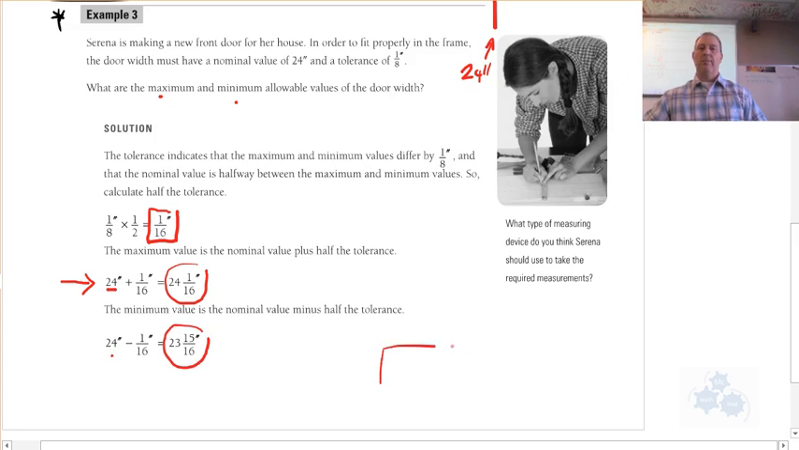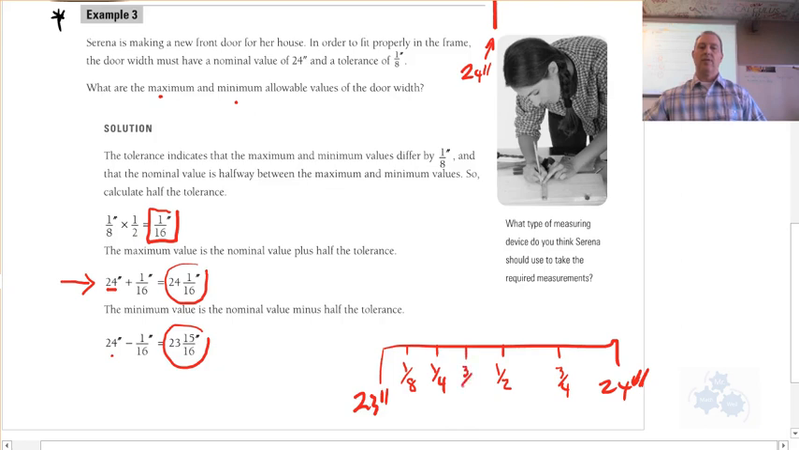So here is 24 inches right here. Whoops, just two of those. 24 inches. And if this is 23 inches, then here is 1/2 an inch. Here is 1/4. This is 3/4 and so on, right? And then half of a quarter is 1/8, 2/8, 3/8, 4/8 is the same as 1/2. This is 5/8, 6/8 is the same as 3/4, and then 7/8.